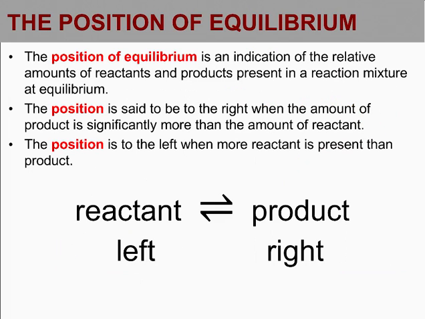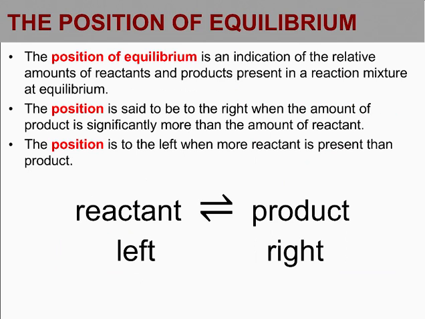Now, the position of equilibrium is an indication of the relative amounts of reactants and products that are present at equilibrium. So we can look at the ratio of how many products we have at equilibrium and how many reactants we have at equilibrium. That will tell us which side of the reaction is favored. Do reactants like to form products or do they not like to form products? How spontaneous is the reaction?